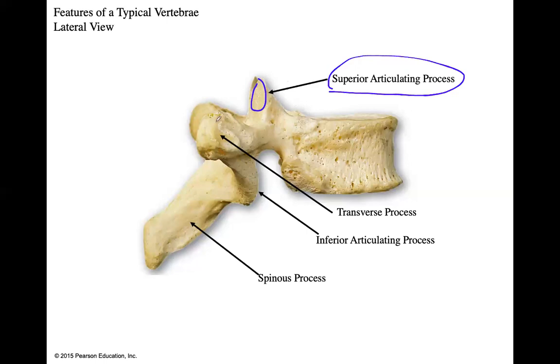Here is the transverse process from the side, and here's the spinous process from the side. Here's the inferior articulating process. And right around there is going to be the facet, the inferior articulating facet.